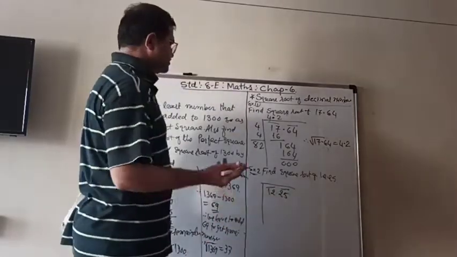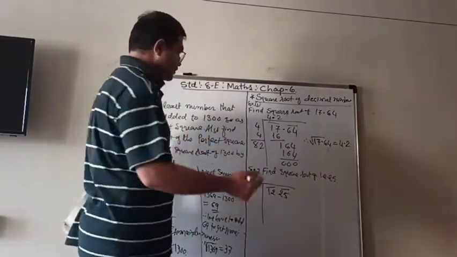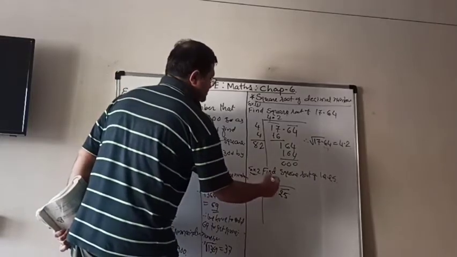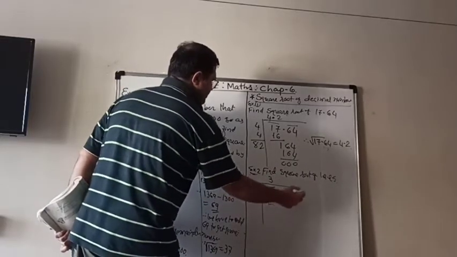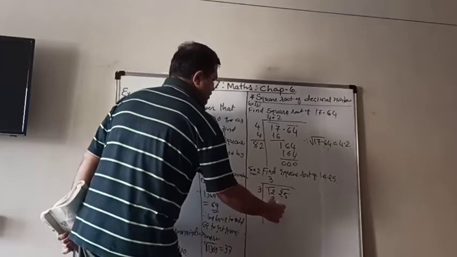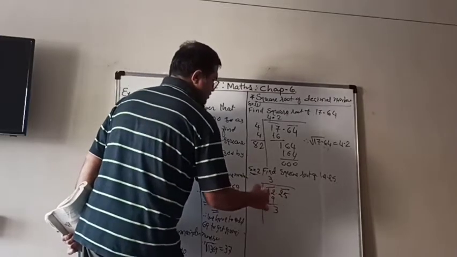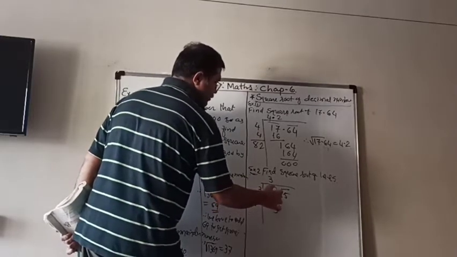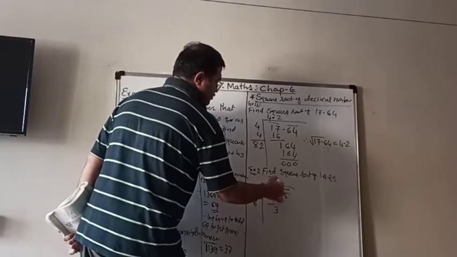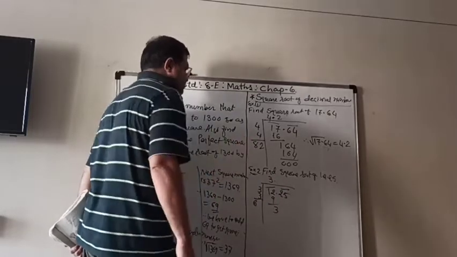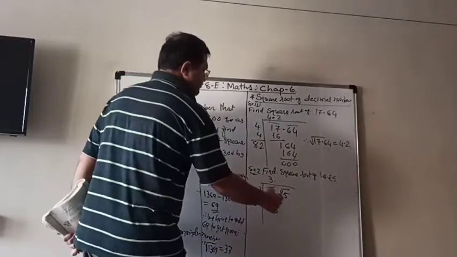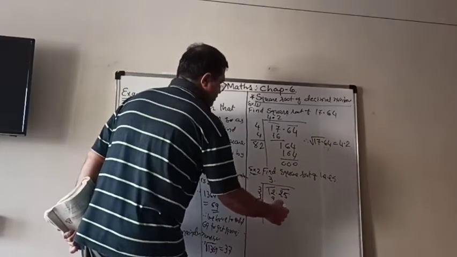Now 3 3s are 9, 4 4s are 16 is more. So we have to take 3 3s are 9. 3 plus 3 is 6. Now the point came here. It means that we have to put a decimal in the quotient also, and the pair 25 will come down together.